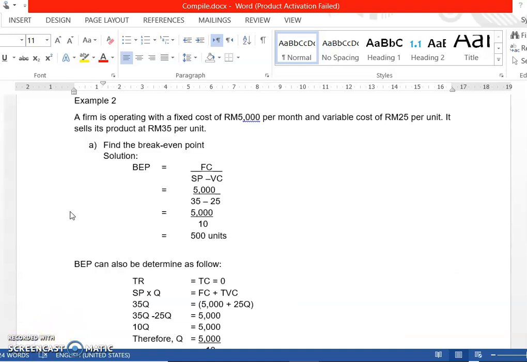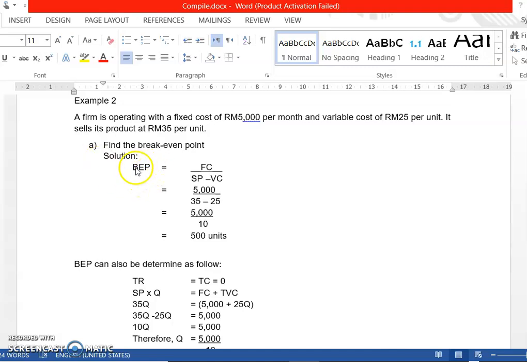Okay, let's take an example here. We have a firm operating with a fixed cost of 5,000 ringgit per month, a variable cost of 25 ringgit per unit, and a selling price of 35 ringgit per unit. The first question: find the break-even point. The break-even point is where you are not gaining loss or profit, so profit is equal to zero, or revenue, your income, minus the cost is equal to zero.